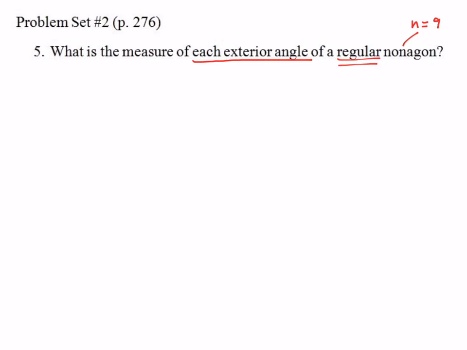Remember, a nonagon is not an n-gon. A nonagon actually has 9 sides. An n-gon has n sides. Okay? So a nonagon is not an n-gon. Just be careful with that.